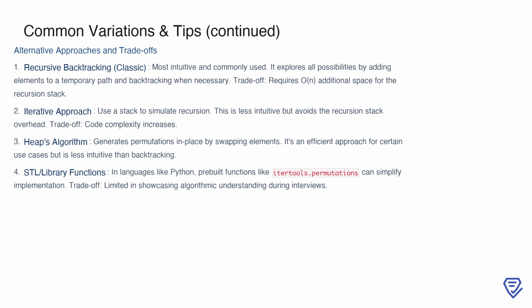Another option is an iterative approach using a stack to simulate recursion. While this avoids recursion stack overhead, it's less intuitive and makes the code more complex. There's also Heap's algorithm, which generates permutations in place by swapping elements. This method is efficient for certain use cases, but it's less straightforward than backtracking.